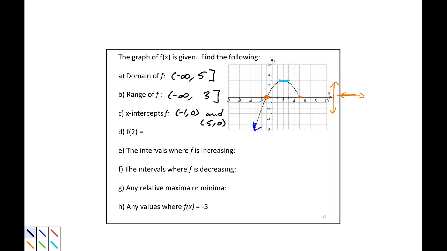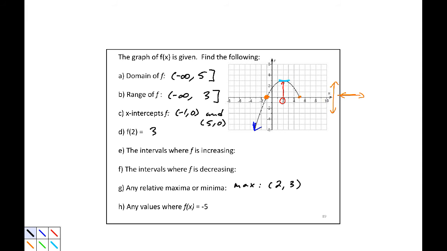All right, next we have f of 2. Well, that'll mean we look at an x value of 2, find where this is, and that appears to be where that maximum is. So that should be a value of 3. Now, based off of that being a maximum, let's go ahead and label this. That is a relative maximum at the point 2, 3.